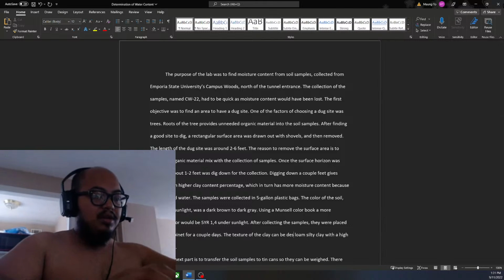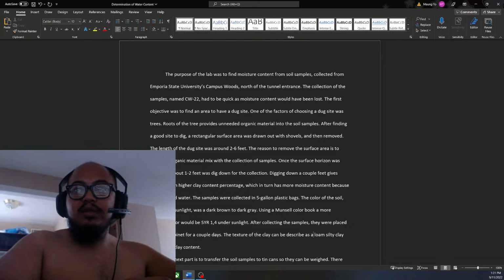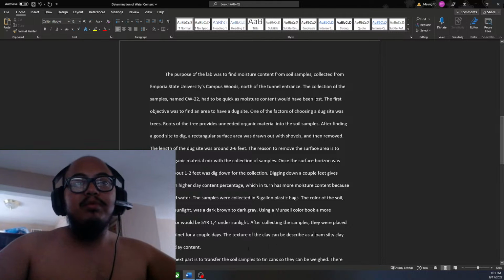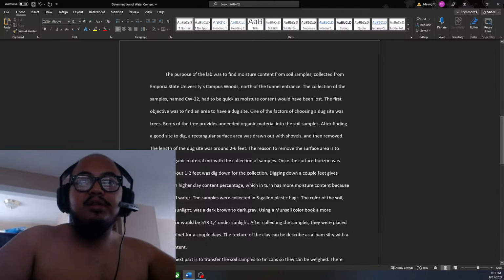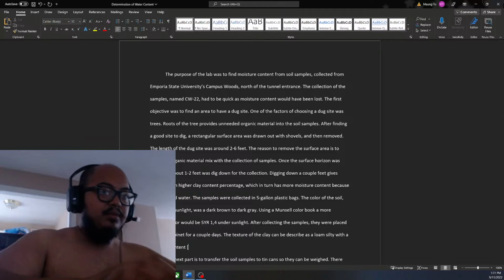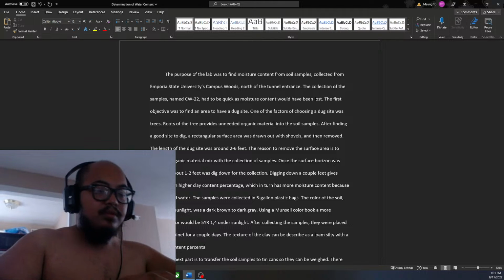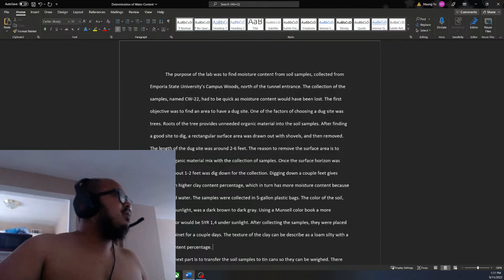The soil can be described as a loam, silty clay with a high clay content percentage. Okay.